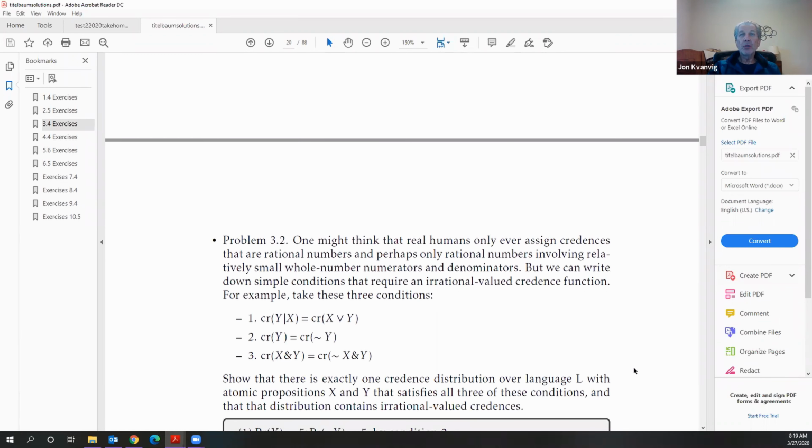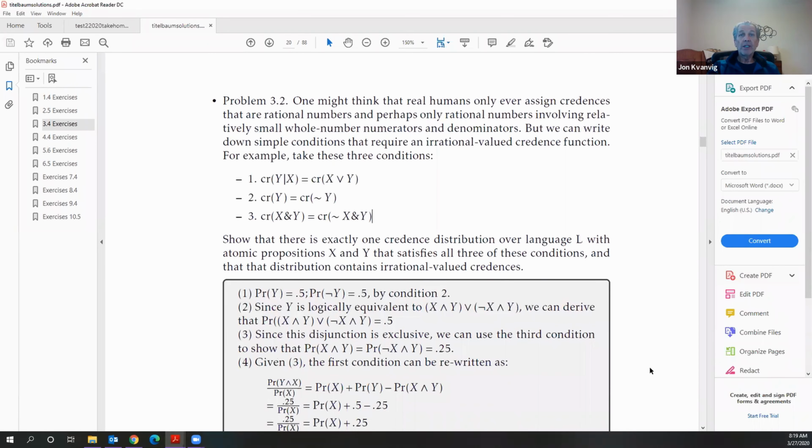Okay, 3.2 is merely meant to illustrate to us that sometimes even ordinary human beings will end up assigning irrational numbers as credences, given the commitments that they have. So you're supposed to take these 3 conditions, 1, 2, and 3, and figure out what the credence distribution will look like. So here's the answer.